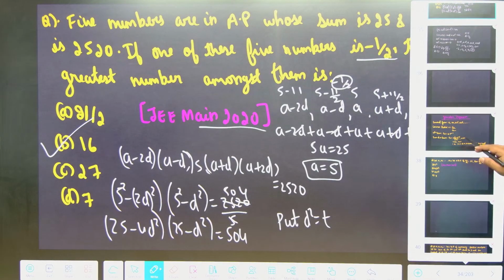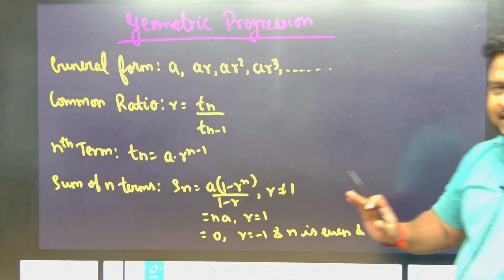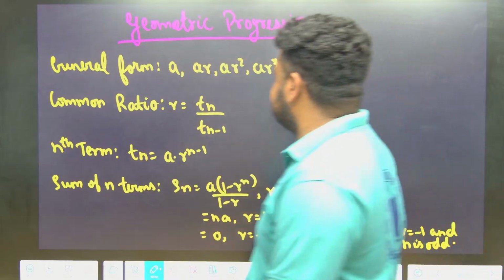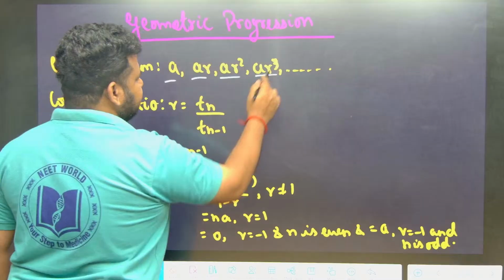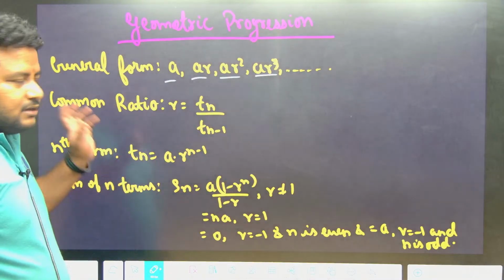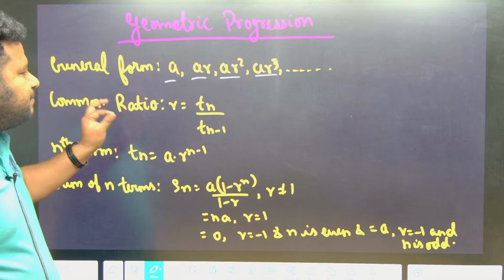Now let me give you some introduction to geometric progression. Arithmetic progression we are completely done. When it comes to geometric progression, the general form is given by a, ar, ar square, ar cube. There we used to study about common difference. Here we will study the common ratio.